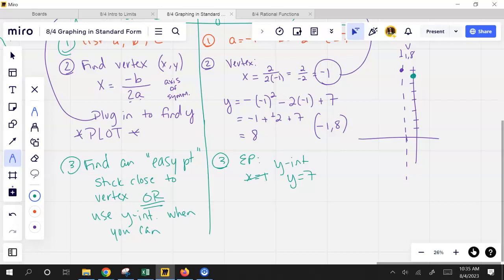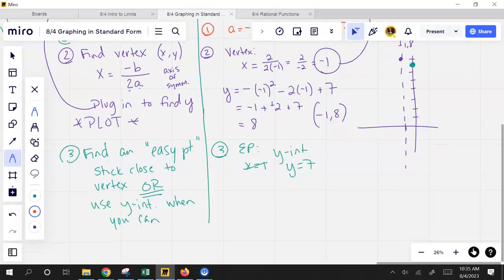Everybody okay so far? Okay, one more step. And there's not really math involved with it. It's my favorite because it's catchy. Step 4. EP for easy point.